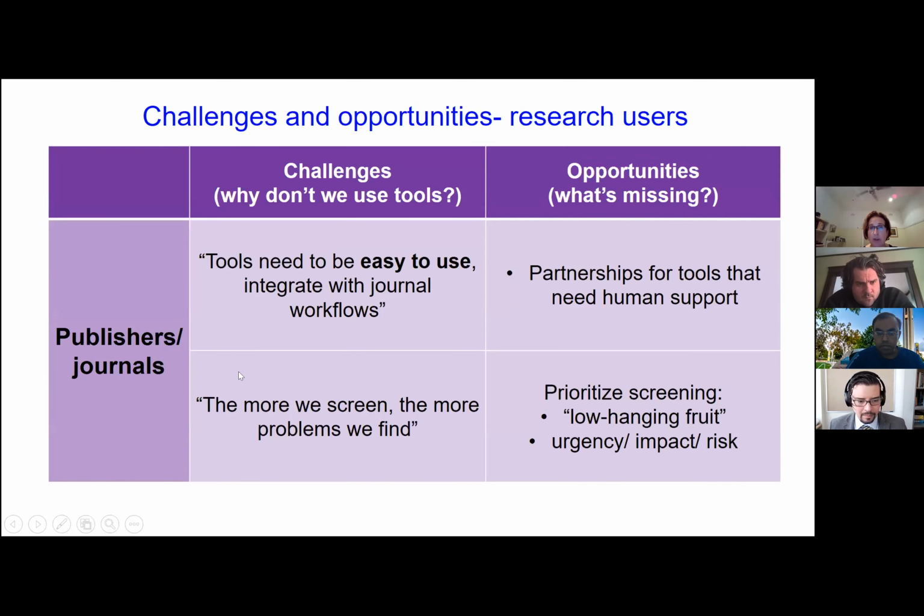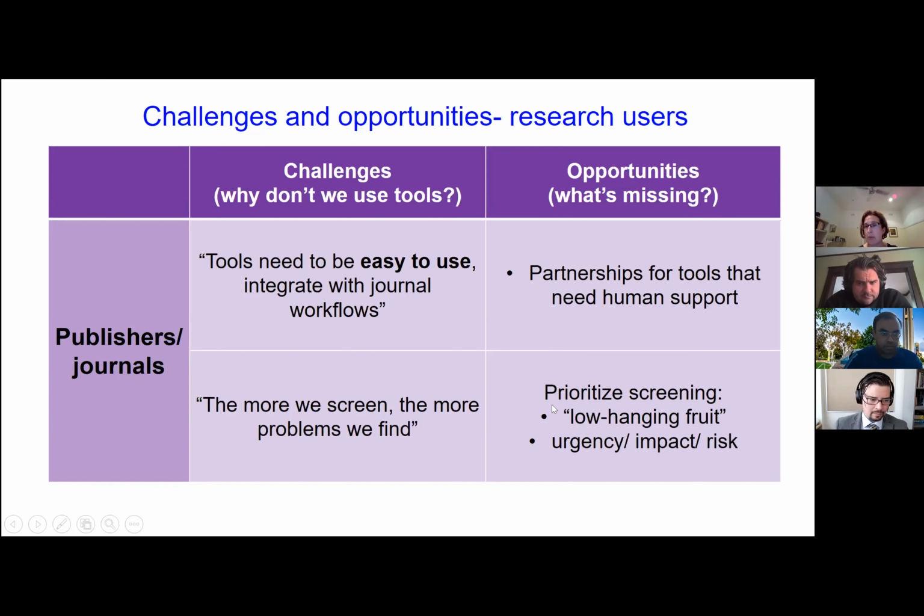A couple of things that I've heard during CRI-CONF has been challenges such as tools really need to be easy to use for journals and they have to integrate with their existing workflows. So that's clearly very important. And also this, we've heard a couple of times, I think: the more we screen, the more problems we find. So some of the opportunities I think are obviously partnerships with companies, researchers, particularly around tools that need human support, and recognising that journals don't have to do everything on their own.